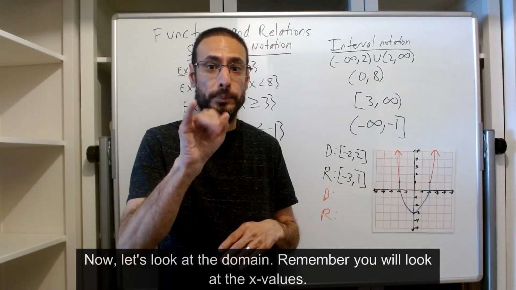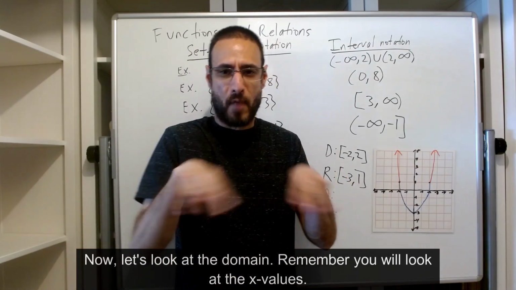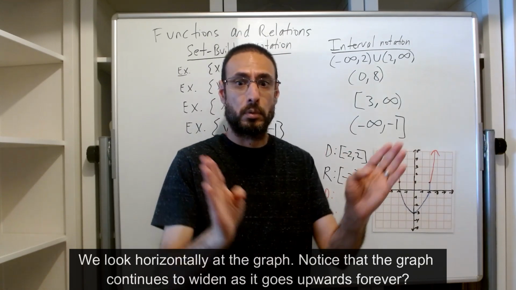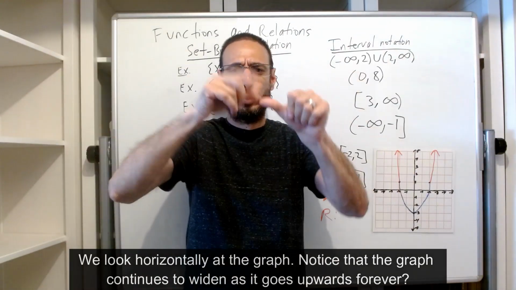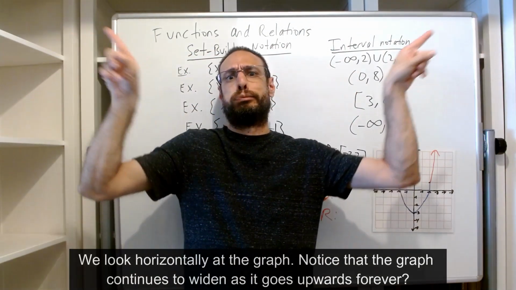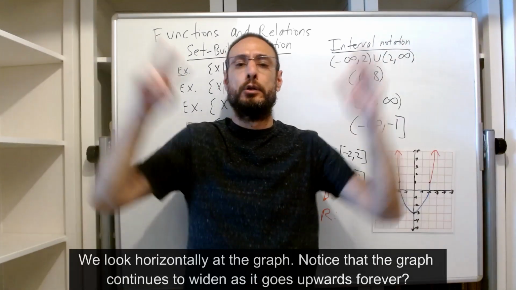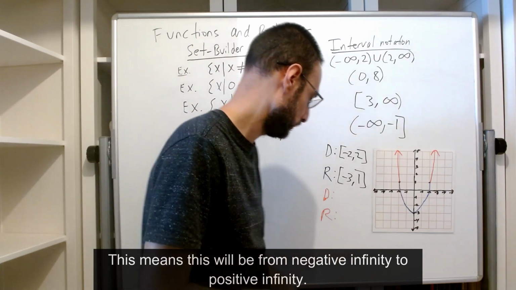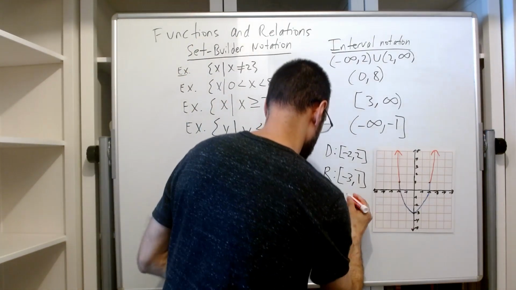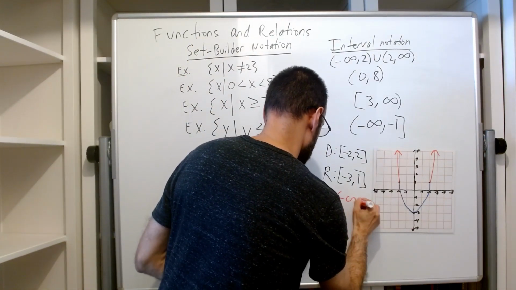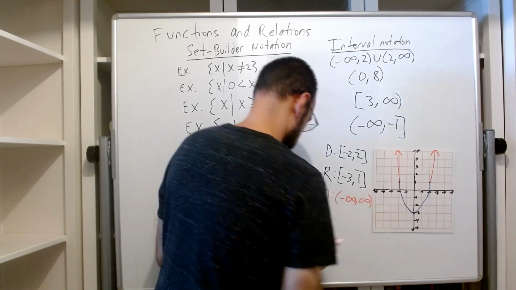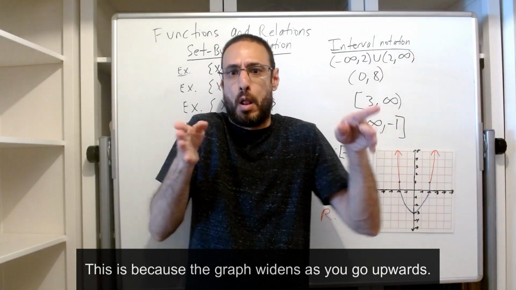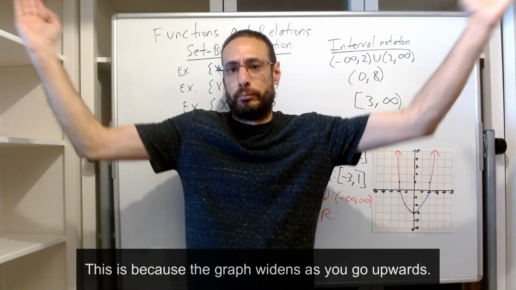Now, let's look at the domain. Remember, you will look at the x values. We look horizontally at the graph. Notice that the graph continues to widen as it goes upwards forever. This means this will be from -infinity to +infinity. This is because the graph widens as you go upwards.